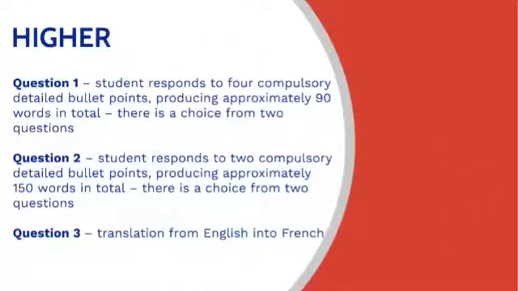So your first question in the higher paper, you respond to the 4 detailed bullet points for 90 words. Then you have a second question, which gives you 2 bullet points, so it's much broader, and you're expected to produce 150 words in French for that. And then there is a translation from English into French.